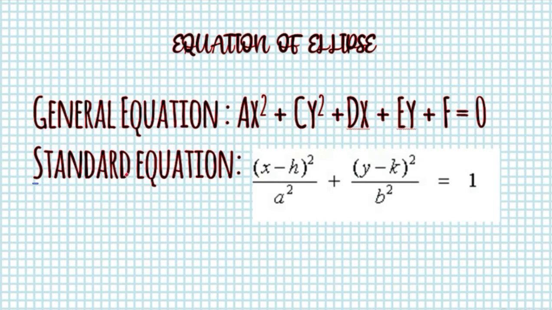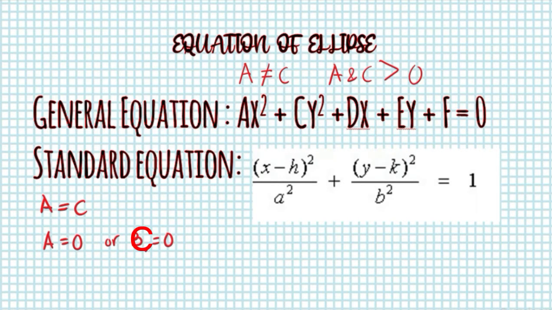The equation of ellipse. The standard equation of an ellipse. Sa conic sections, meron tayong general equation which is Ax squared plus Cy squared plus Dx plus Ey plus F is equal to 0. For ellipse, A should not be equal to C. So A and C should always be greater than 0. Kasi di ba kapag tatandaan nyo, yung circle, A should be equal to C. Then kapag parabola, A could be 0 or C could be equal to 0. Pero dapat isa lang sa kanila equal to 0. So dito naman, sa ellipse, A should not be equal to C, but both should always be greater than 0.